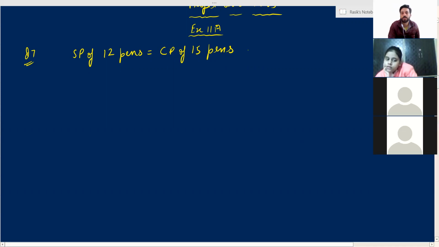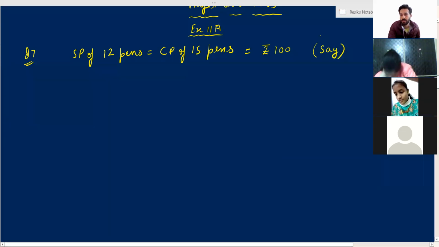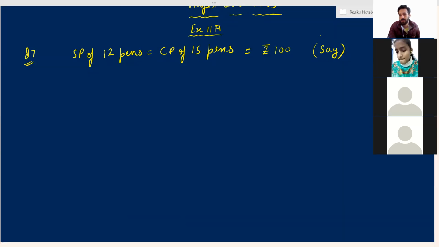So let us assume this only, that let the price of 15 pens, cost price of 15 pens be rupees 100, which is also the selling price of 12 pens. So in the bracket you can write say. Say means assume. Let us assume that it is rupees 100. It is not given in the question. We have assumed it. Okay, we can assume any number. We can assume X, we can assume 1 rupee, we can assume 1,000 rupees, whatever you like.